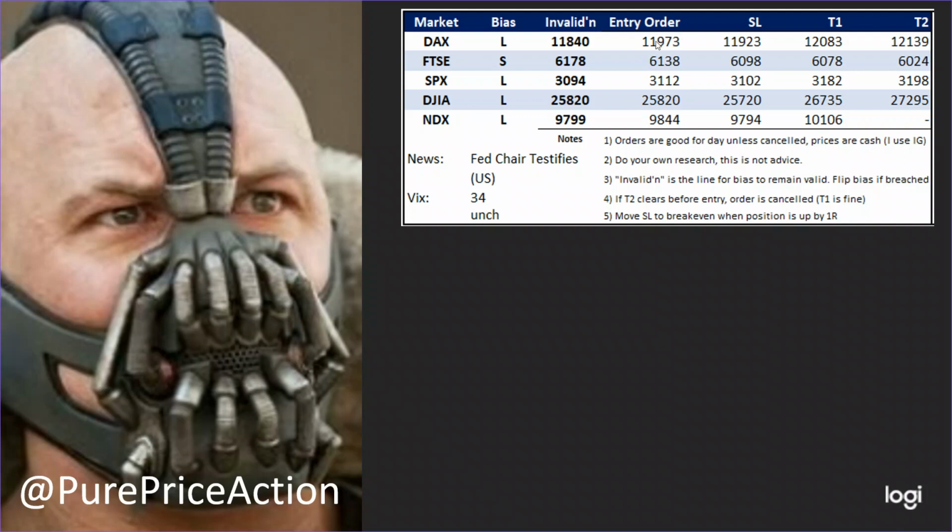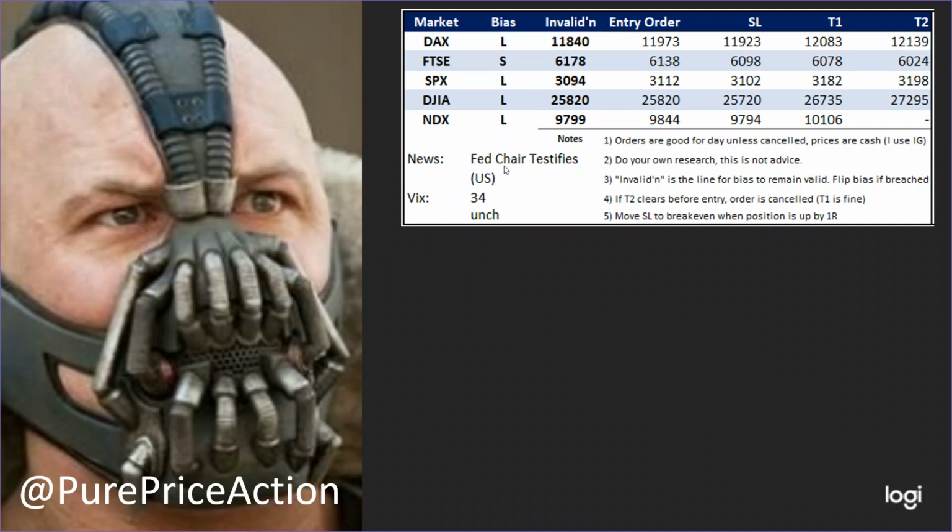Next is the entry order. If I'm going to trade on the day, I'll set an entry order. In this case, it would have been at 11,973. Then a stop loss. Typically, I have a fixed stop loss on each market. It's normally about 50 points on DAX, 40 on FTSE, 10 to 15 on S&P, 100 to 150 on Dow, and about 40 to 50 on Nasdaq. Again, these are general levels. For the stop loss, I sometimes go higher or lower, depending on the day. The next 2 items are target 1 and target 2. That's simply the target for my trade at which I'd look to scale out.